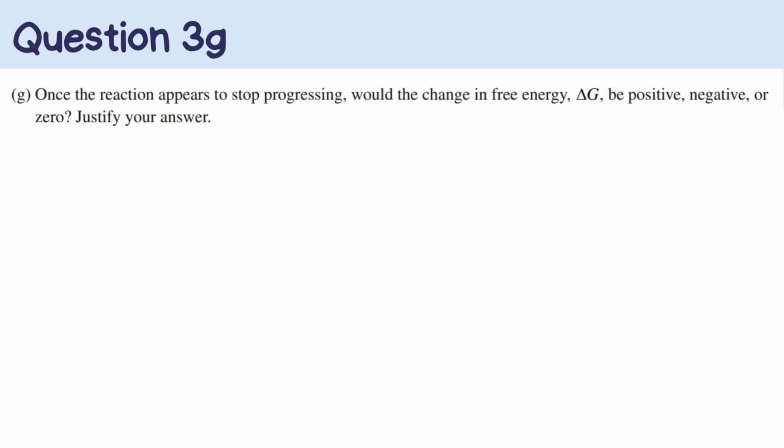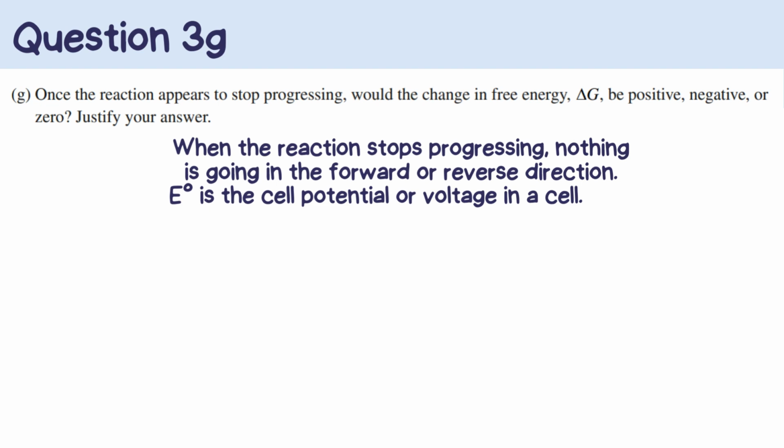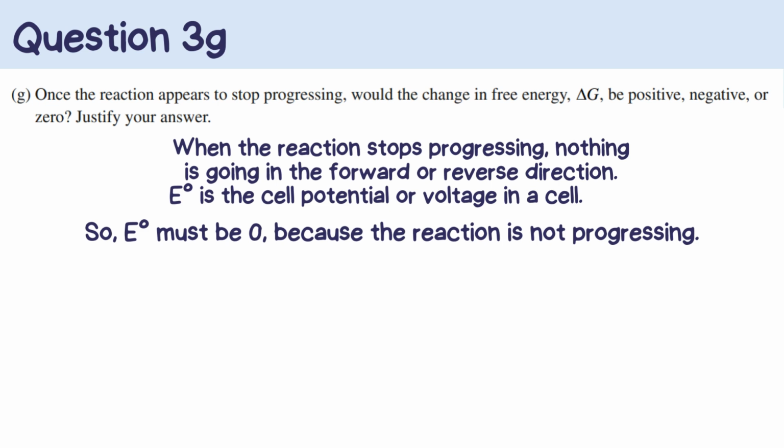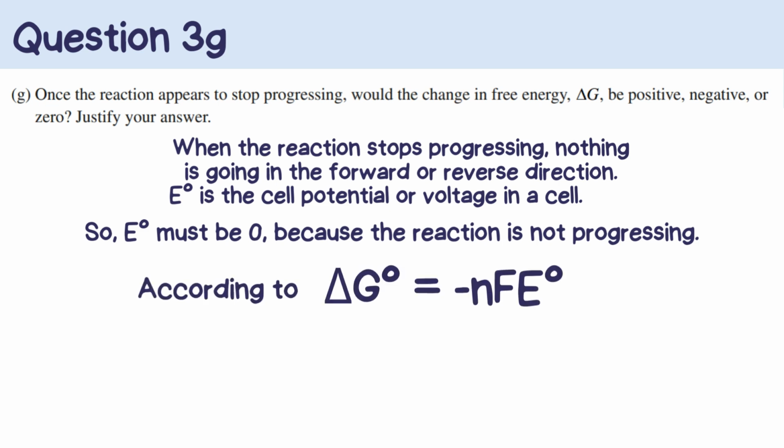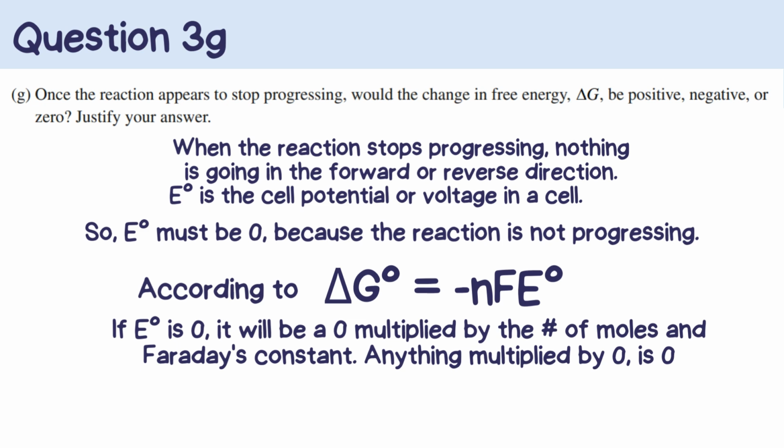And then for the last question, which is 3G, this one mentions that the reaction stops progressing, and asks what would happen to delta G. Well, to answer this question, we need to know what it means when the reaction stops progressing. When the reaction stops, nothing is reacting and nothing is happening. So the E, or the cell potential, or the voltage, is stopping, then delta E must be 0. And according to the equation we used in the last part, if delta E is 0, then anything multiplied by 0 should be 0. So delta G must also be 0.